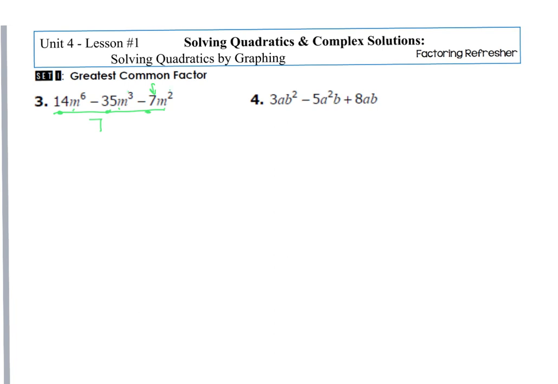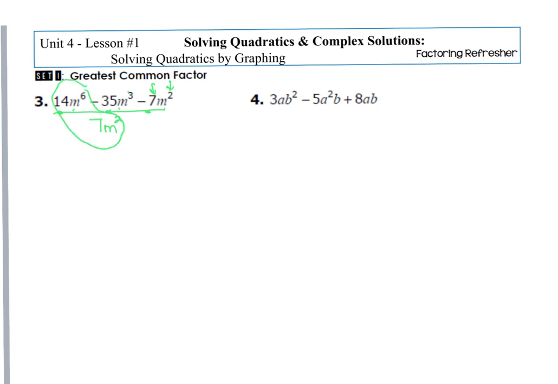If they have to give the most possible, but all the same, they could all give 2 m's, right? We're limited by the smaller of all the choices. So 7m squared is our GCF. Now we have to divide it out of each of these terms.